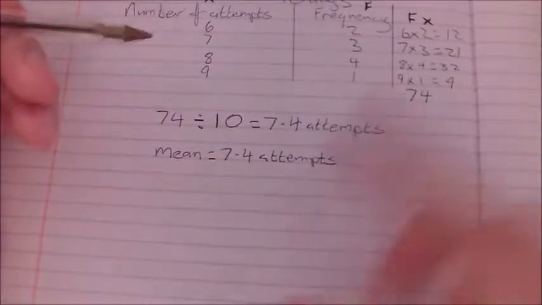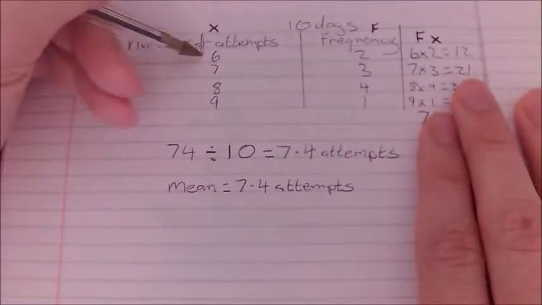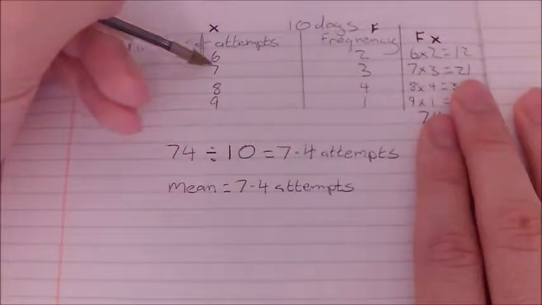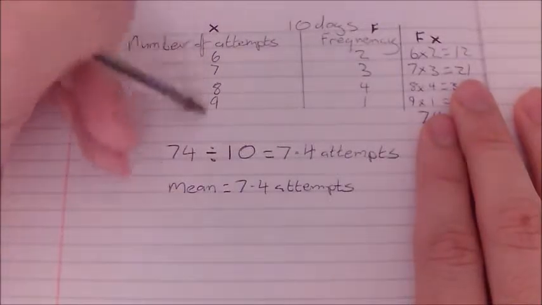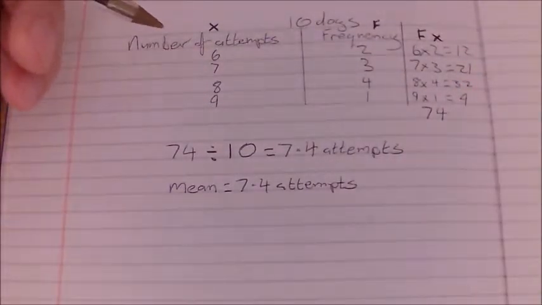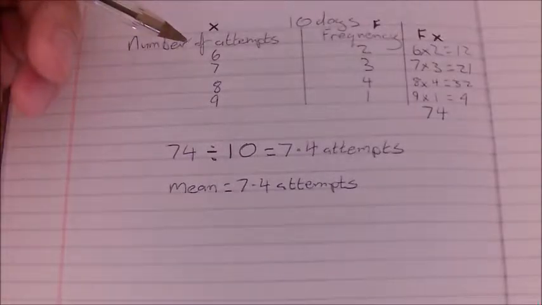To make sure that your answers are roughly right, your answer should fall somewhere between 6, 7, 8 and 9. Somewhere between the categories. Otherwise you've obviously gone a bit off with your calculations.